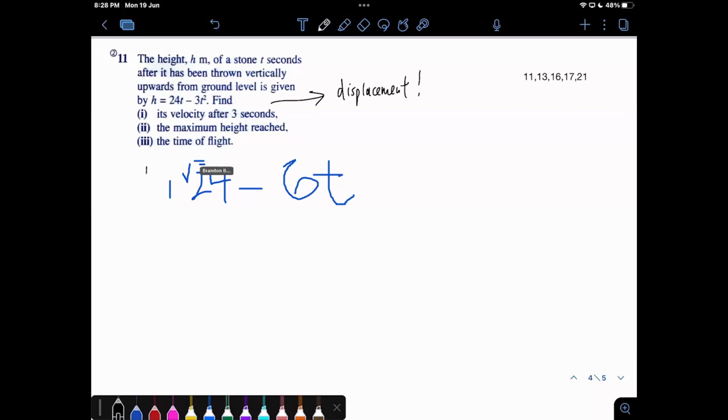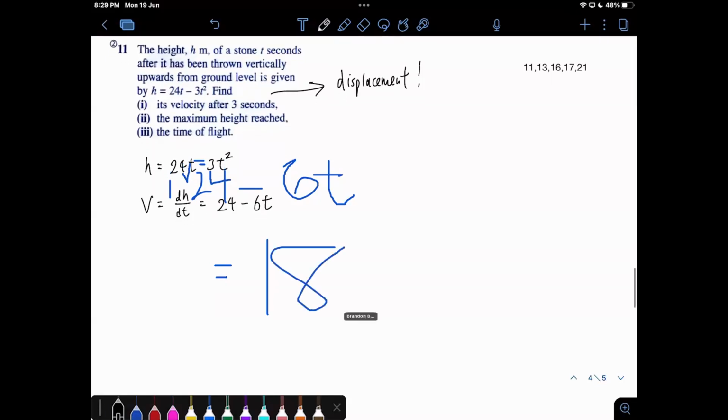Right? So that means if we have h equals 24t minus 3t squared, we can find the velocity, which is the derivative of the height, which will be 24 minus, 3 times 2, 6t. Good.